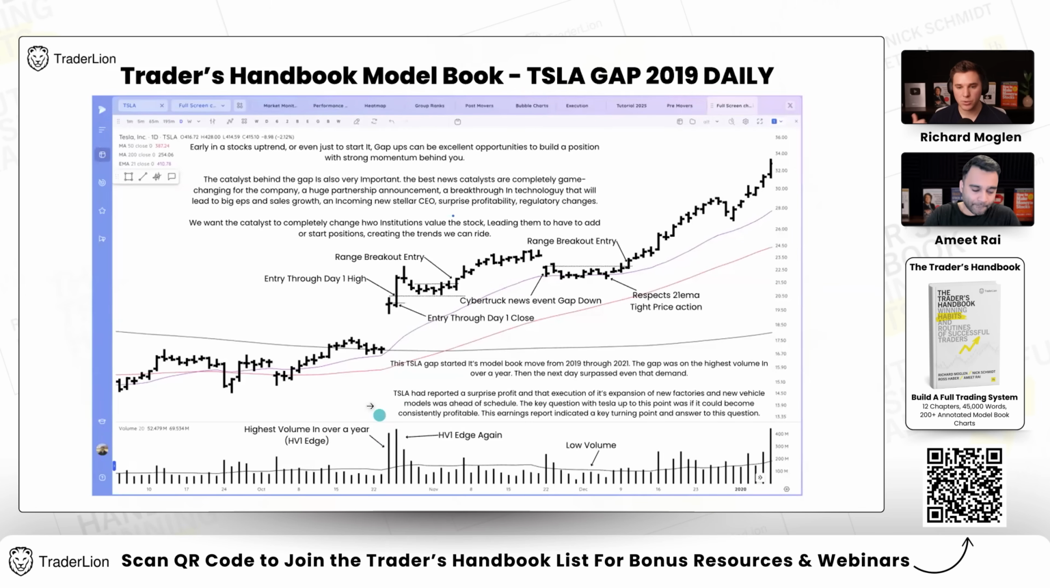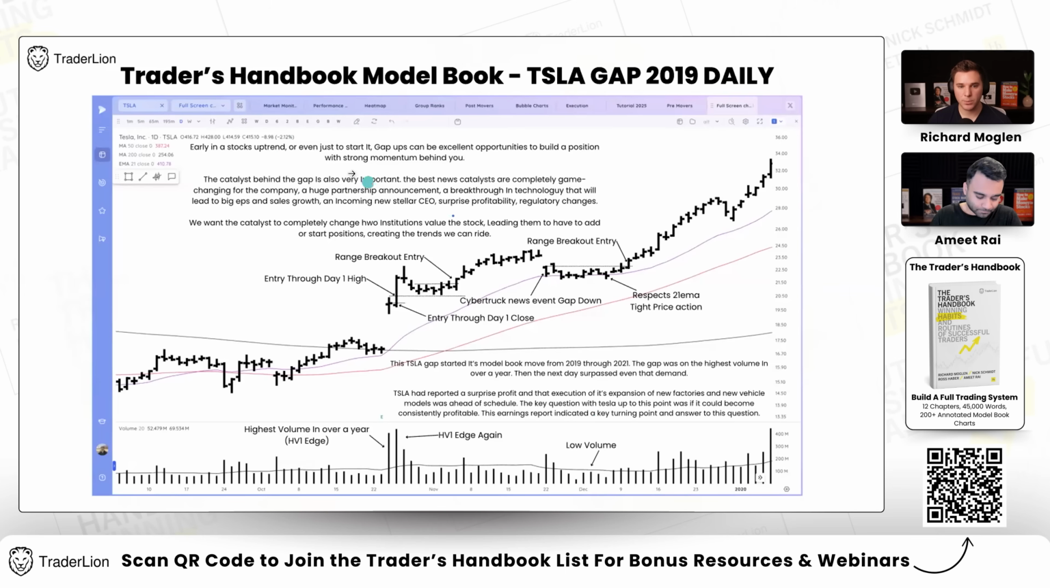Tesla had reported a surprise profit, and they had announced that execution of its expansion of new factories and new vehicle models was ahead of schedule. Again, we're looking for growth in future earnings, and that fits that bill exactly. The key question with Tesla up to this point was whether it could become consistently profitable, and this earnings report was the turning point to answer this question. That's what led to this big move, and that's the edge that we're looking for.